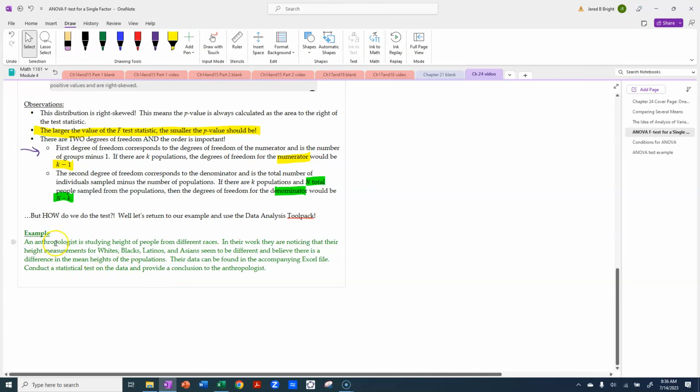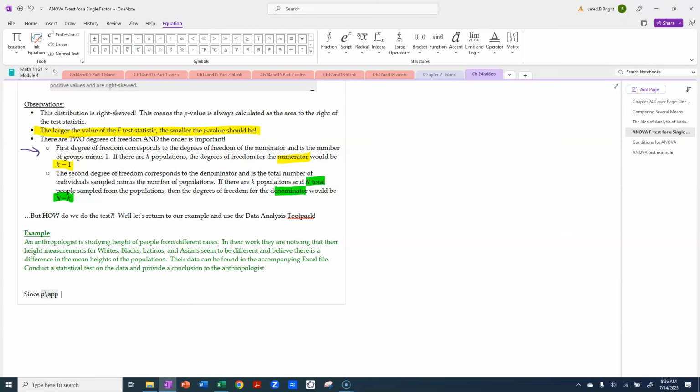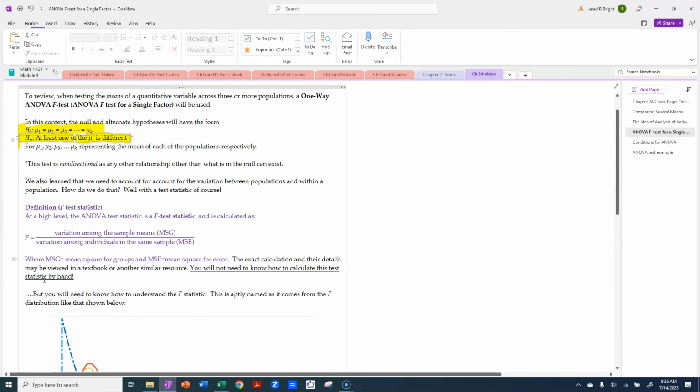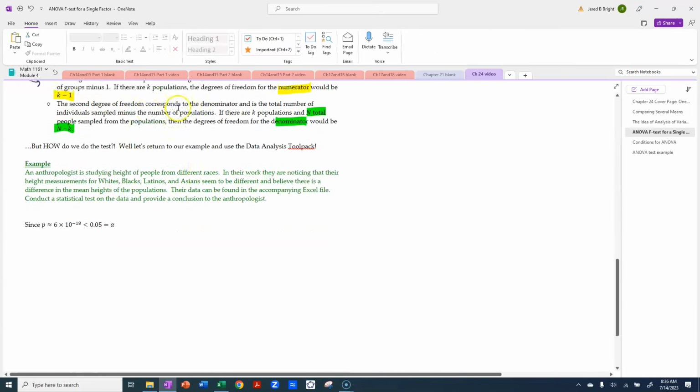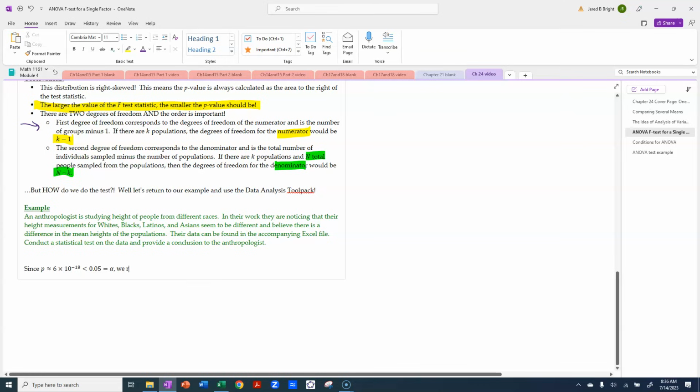So we did the statistical test, now to provide a conclusion. The conclusion would be, and I'm just going to type this out: since p is approximately 6 times 10 to the negative 18, which is less than 0.05, which is alpha, we reject the null based on the data.